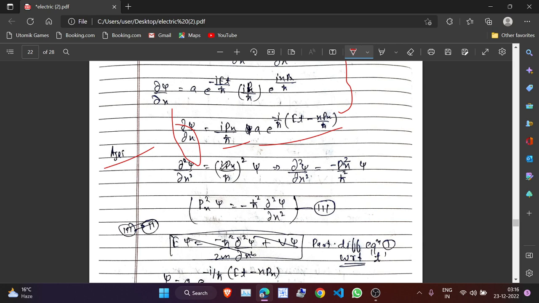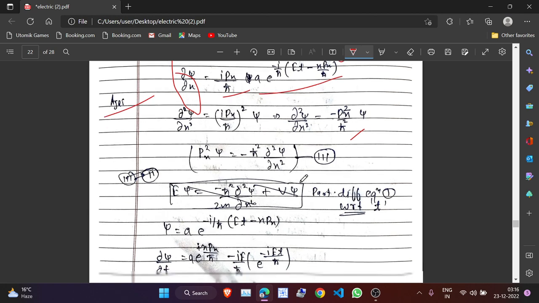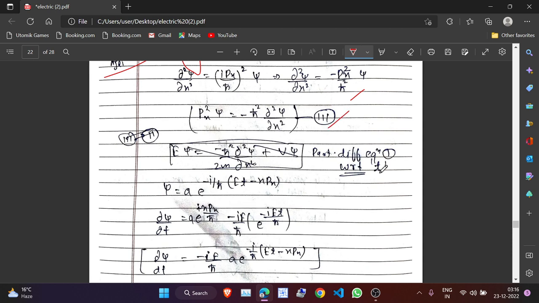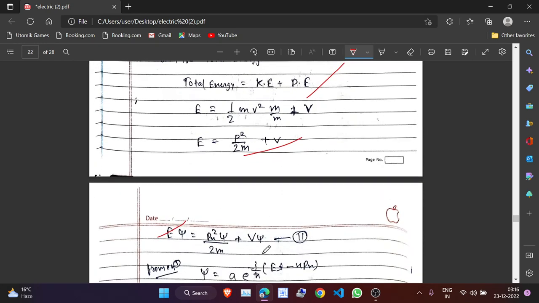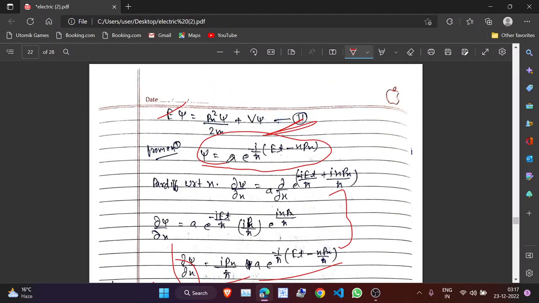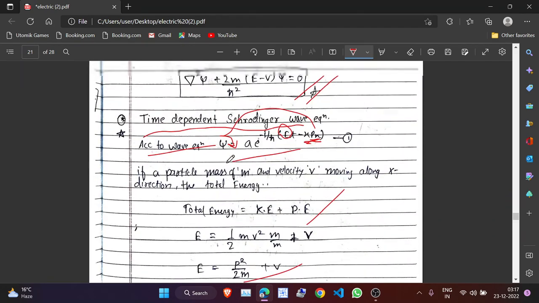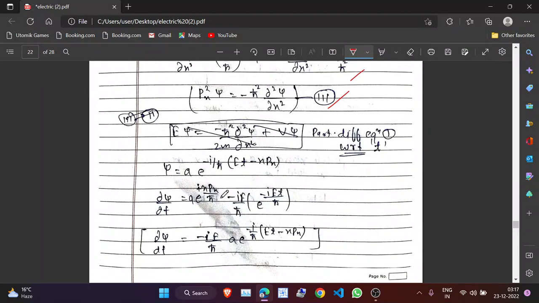So i square is minus 1. We put it in there, and we get the value of p square psi, that is minus h bar square d square psi upon dx square. This is equation number 3. Then we can put equation number 3 into equation number 1, that is the energy equation, as equation number 2. But before that we have to differentiate equation 1 again with respect to time, because we are doing the time dependent case.